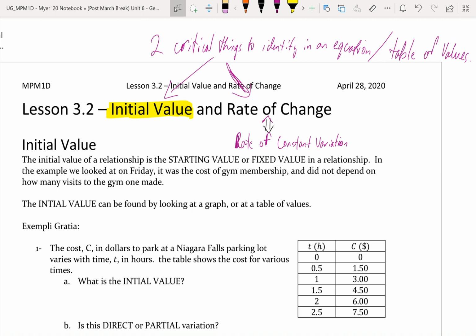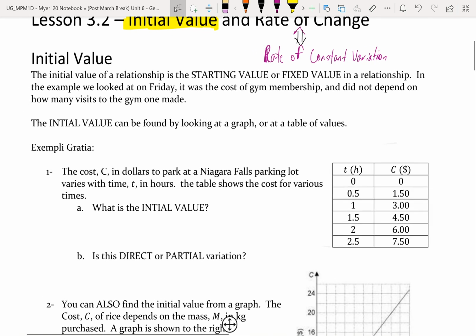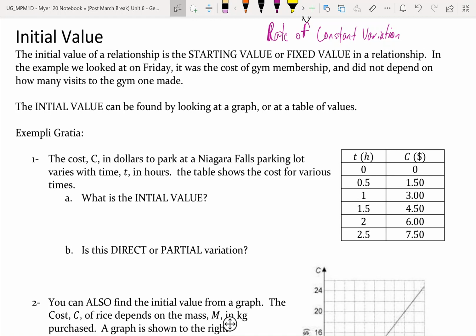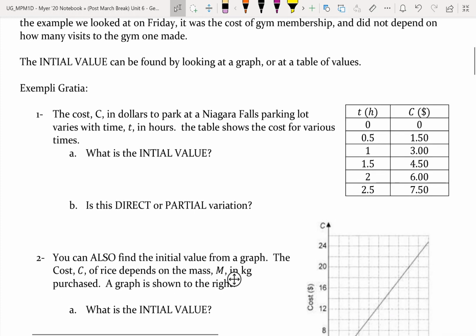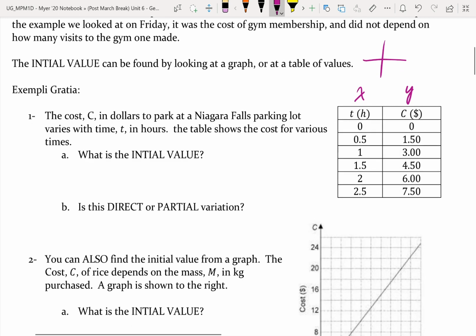All right, so if we're looking at an initial relationship and we have a starting value or a fixed value in that relationship, we did this with a taxi cab in the last example we did on Monday, and we did this with a gym membership as well. It didn't really depend on the number of visits one made, so there was already a cost to it. If we look at the initial value, we can always find it in our graph as well. So we have to think about this as an x and a y, like on a graph.